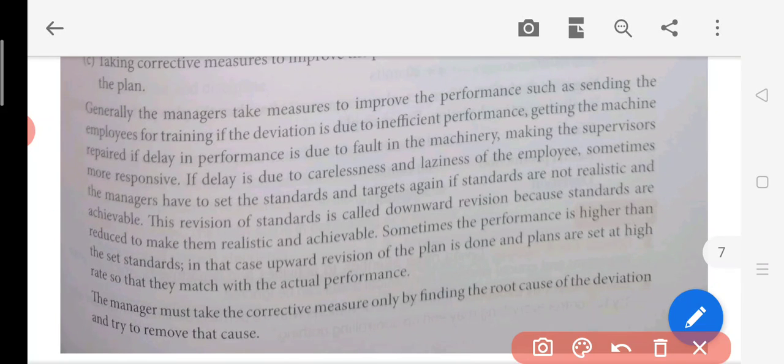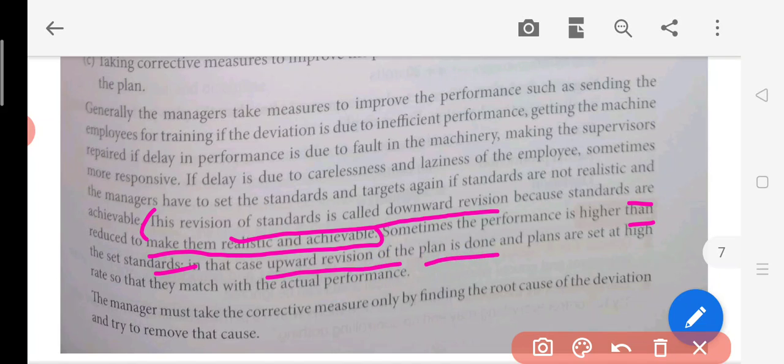Now here, read from here. This revision of standard is called downward revision because standards are reduced to make them realistic and achievable. So sometimes targets should be reduced also. It is not good to always set a very high target. You can reduce the target because if your capacity is not there to achieve something and you're setting a very high target, then it is not good. It should be achievable within the time bound limit, and also it should be realistic, meaning achievable by your resources or people. Sometimes the performance is higher than the set standard, and in this case upward revision of the plan is done, and the plans are set at a higher rate so that they match with the actual performance.